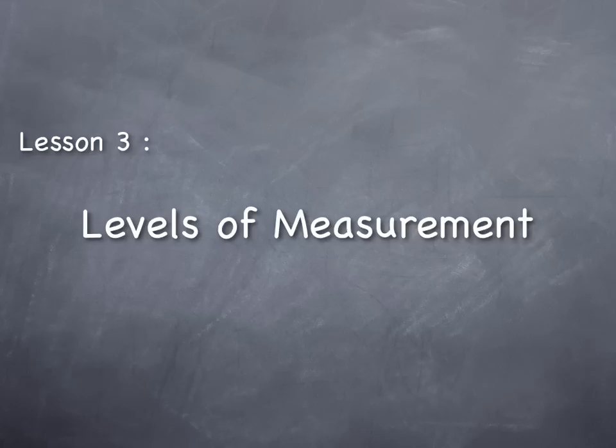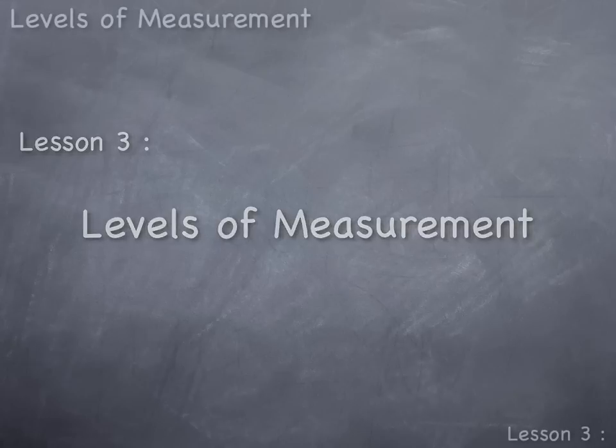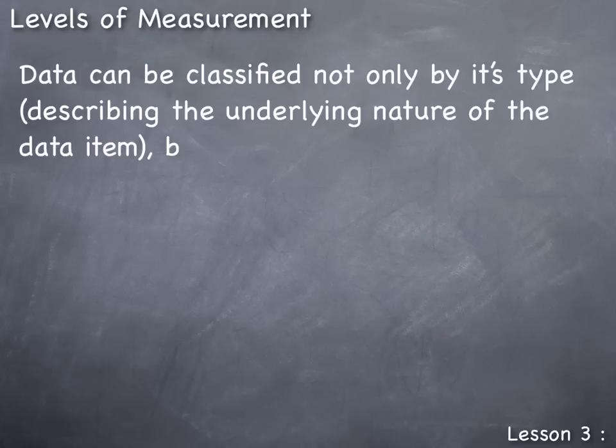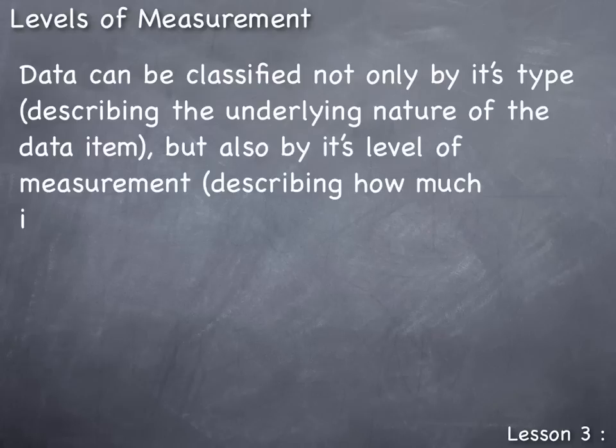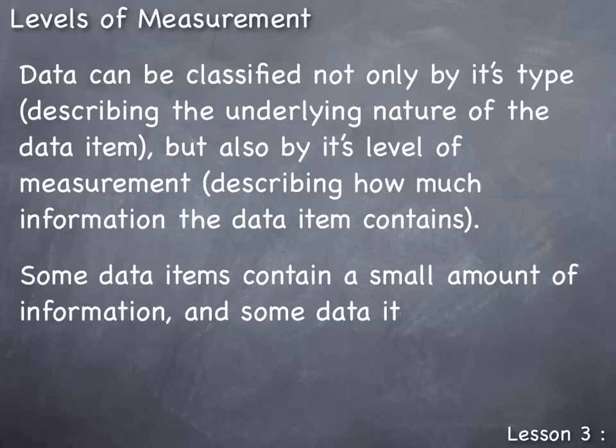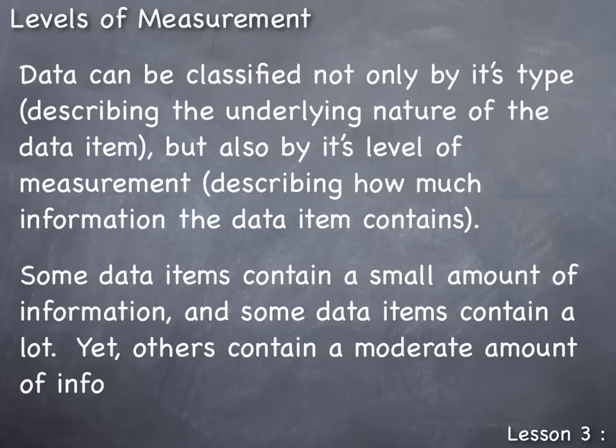Lesson 3, Levels of Measurement. Data can be classified not only by its type, that is, describing the underlying nature of the data item, but also by its level of measurement, that is, describing how much information the data item contains. Some data items contain a small amount of information, and some data items contain a lot, yet others contain a moderate amount of information.